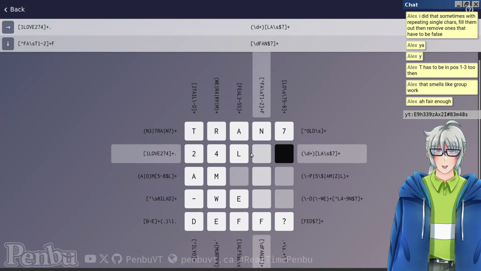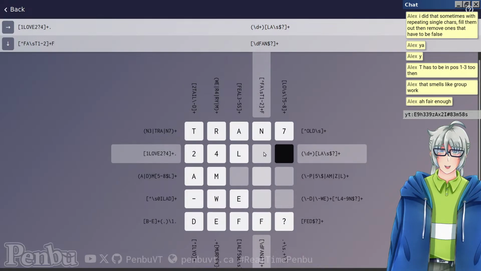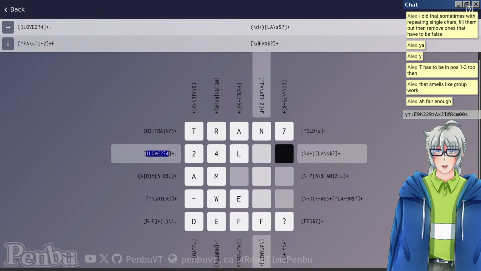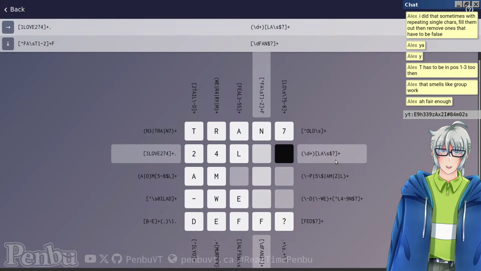A, no, L is probably not going to be in here too. It's not a space. $? could be a $. Can't be a $, because it's not in here. Question mark. Question mark is in here. It is not one of those characters. Could be a question mark.